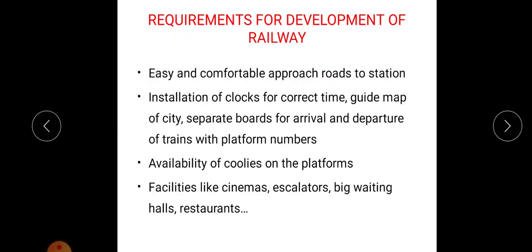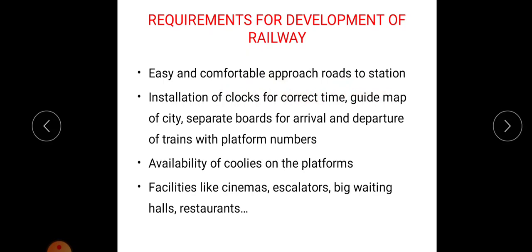Next are the requirements for development of railways. That is, some additional facilities are required to be provided at stations for proper development of the railways. These are additional requirements, not very important, not basic requirements. The requirements are easy and comfortable approach roads to the station from the nearest village. There should be an easy and comfortable approach road to stations without causing congestion in traffic. That should be available. Then also installation of clocks for correct time.